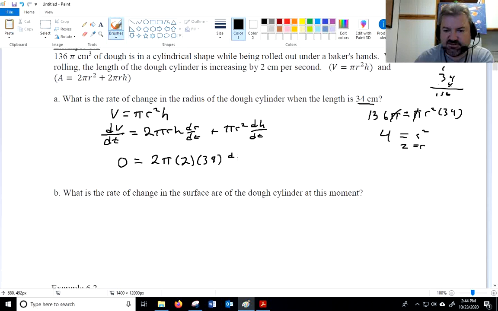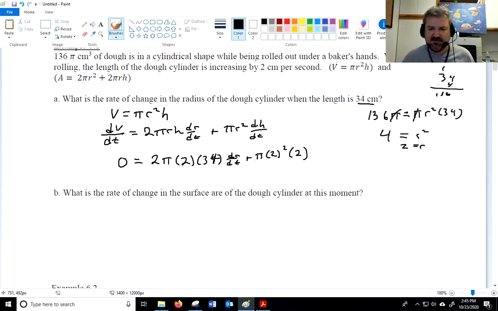We don't know the rate of change in the radius, so that's dr/dt. Pi times 2 squared, and dh/dt we know was increasing by 2. Well, if I'm rolling out dough like this, and it's getting longer and longer, it's probably getting thinner. So I'm expecting a negative dr/dt here, and that definitely appears to be what's going to happen. So this is 4, 8. That's 8. I'm going to go ahead and divide out the pi's, so divide both sides by pi, and that's gone.